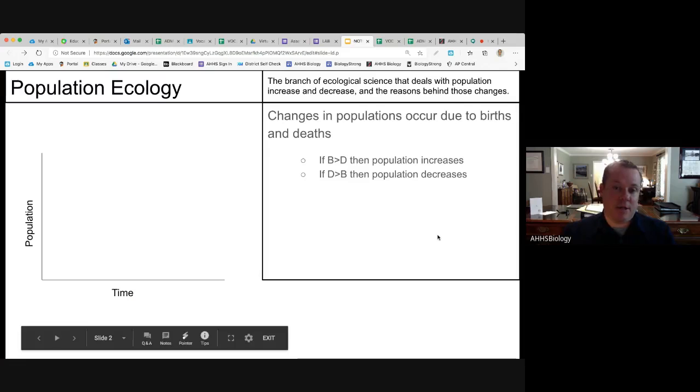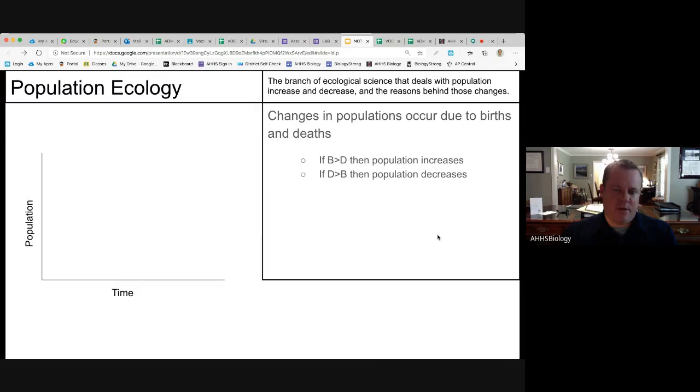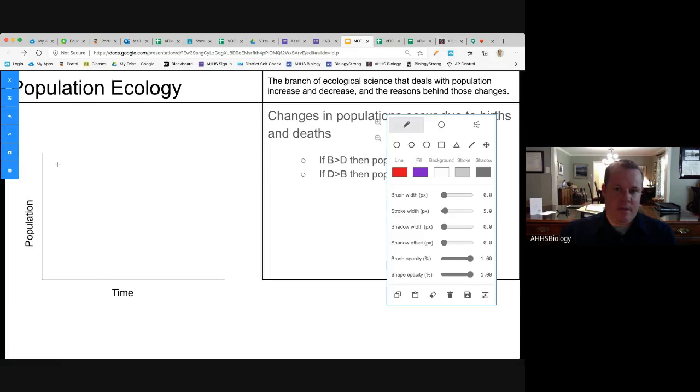As we start talking about changes in populations, there's really only two things that can change a population. If births are bigger than deaths, then the population will increase. And if deaths are bigger than births, then the population will decrease. So we could do this as a dot plot, and then we would probably connect it with a line because these are continuous data points. You might have a data point right here, and then at one point in time the population is this, and then it is stable for whatever reason.